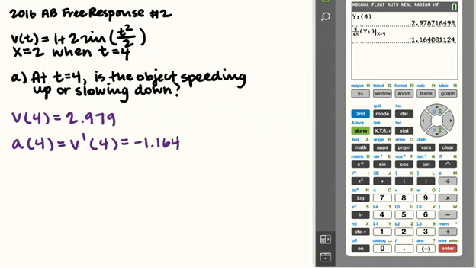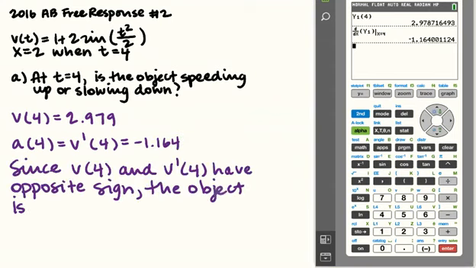Okay, and since V of 4 and A of 4 have opposite sign, what am I going to conclude? Yes, definitely, slowing down. So probably on this one, if you just found A of 4, found that it was negative, and said slowing down, you would have gotten no credit. In the scoring guidelines you would see something about considering the velocity at t equals 4.